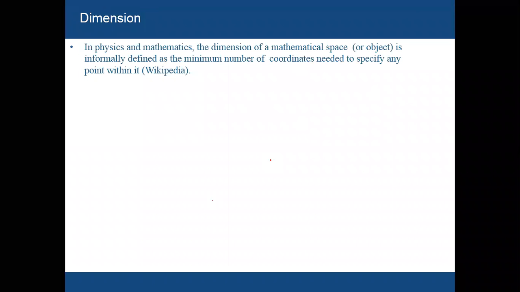In physics and mathematics, dimension means the minimum number of coordinates required to specify a point. If you want to find the location of a point, you need a set of coordinates. It may be one number, two numbers or three numbers. It depends upon the dimension. For example, in one dimension you need one number. In two dimensions you need two numbers. In three dimensional space you need 3 numbers to specify the location of a point.